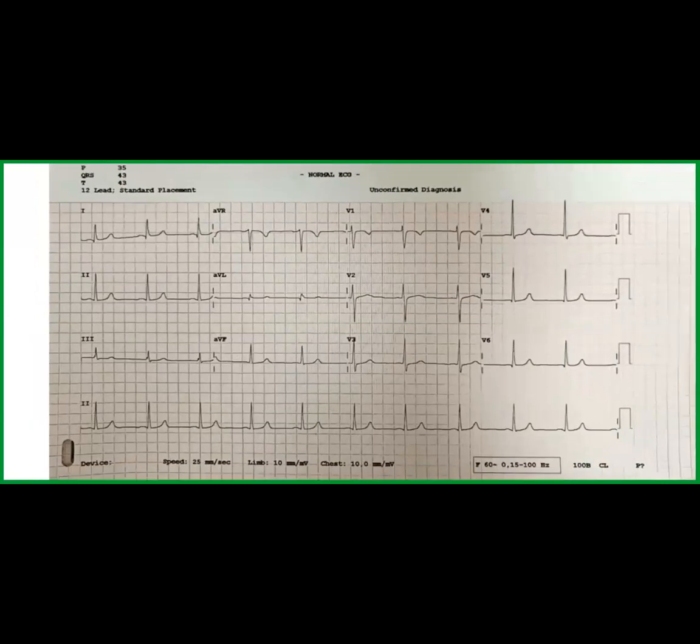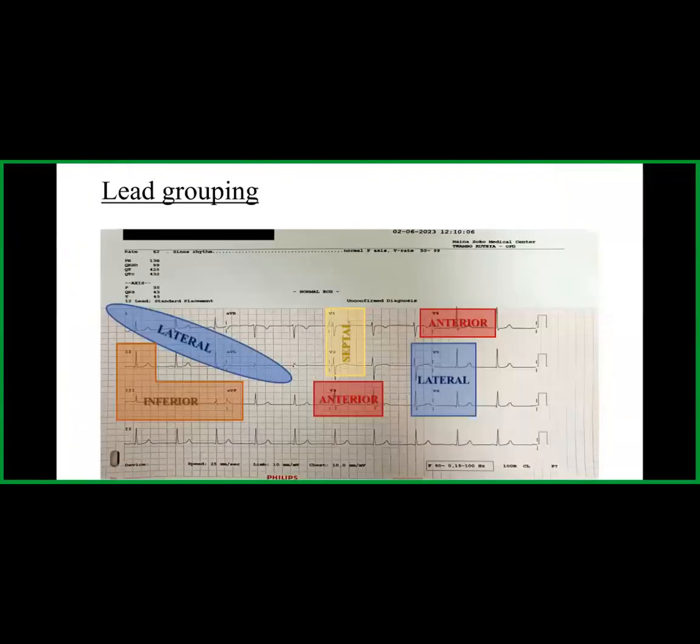So we have 4 groups, as I said before, and lead 1 and AVL will be our high lateral group. This will look at the heart from a lateral point of view, but a high lateral point of view. We can also see that our V5 and V6 will look at it from the lateral view. The difference between these two is that 1 and AVL look at it from a high lateral point of view, meanwhile V5 and V6 look at it from a lower lateral point of view.